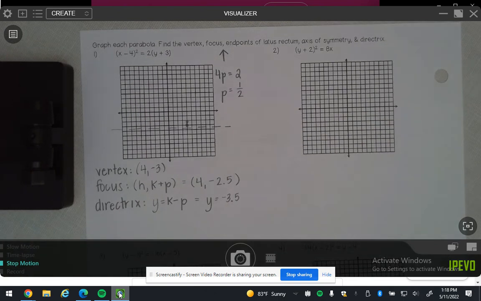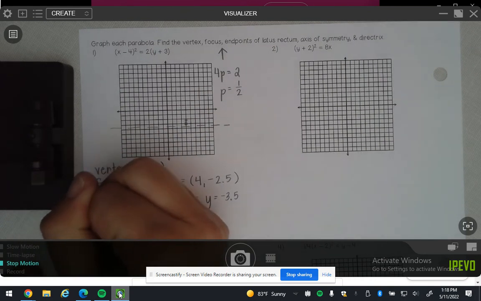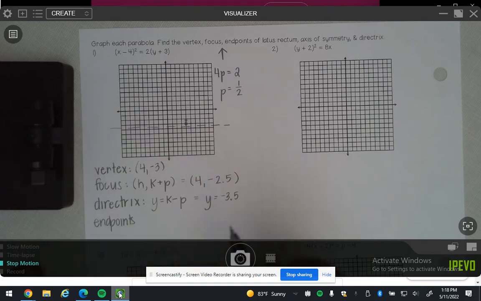Now, the next thing you're going to have to find is 2 more points to graph. You have to have 4 points graphed: focus, vertex, and the endpoints of your LR. Where did we get negative 3.5? K minus P.